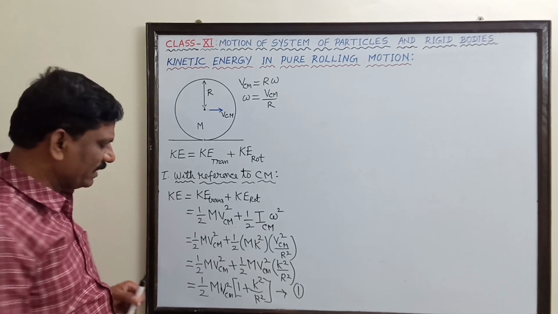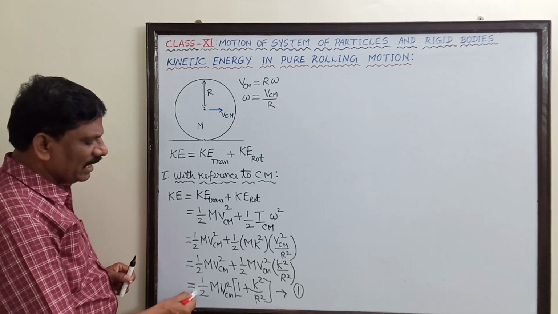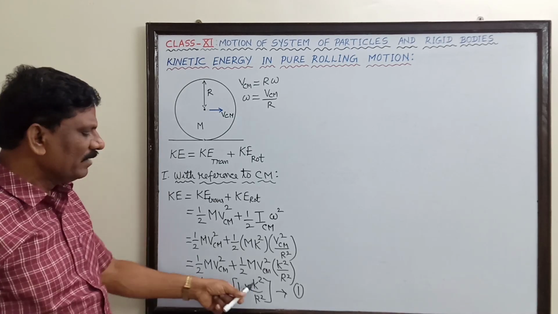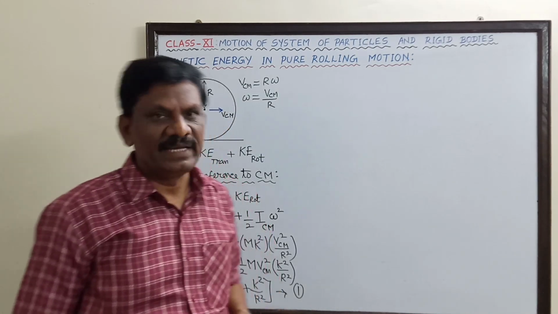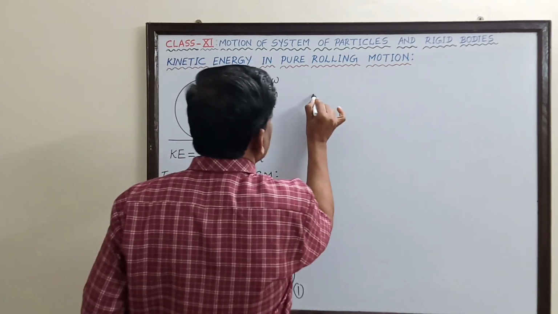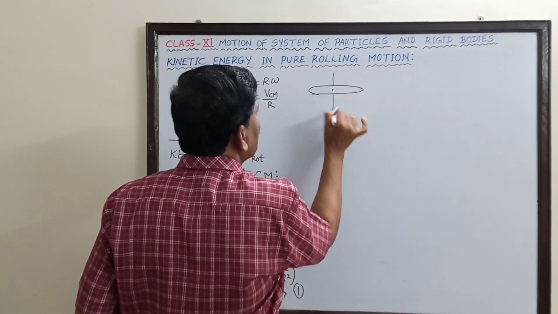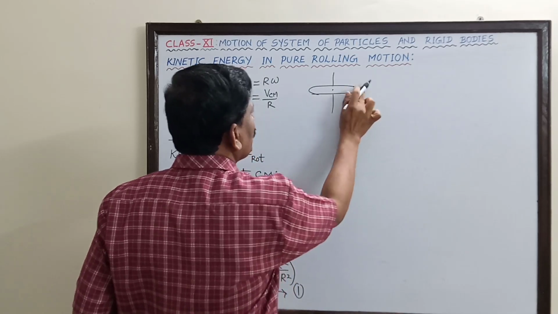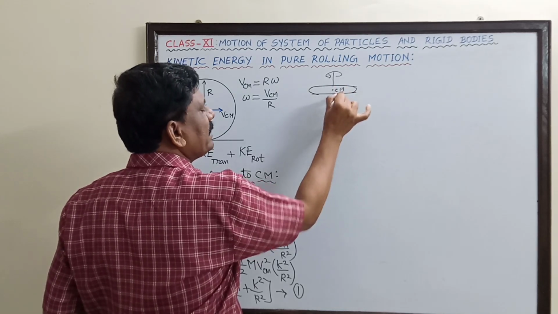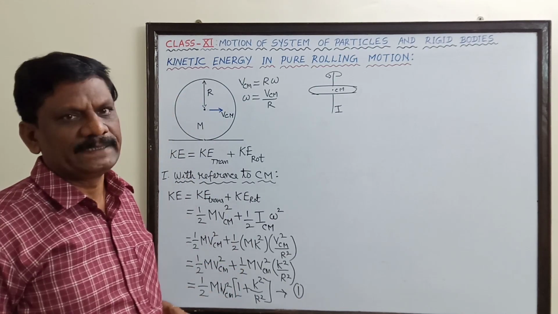And we have derived the expression: rolling motion's kinetic energy is equal to half m v square CM into 1 plus k square by R square, where k is the radius of gyration. This is with reference to which point? If this is the wheel, this is the axis of rotation passing through the center of mass, and this is the moment of inertia.